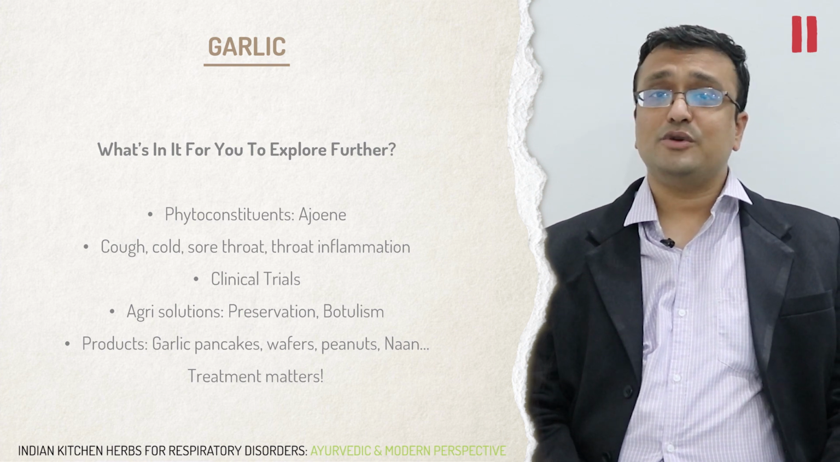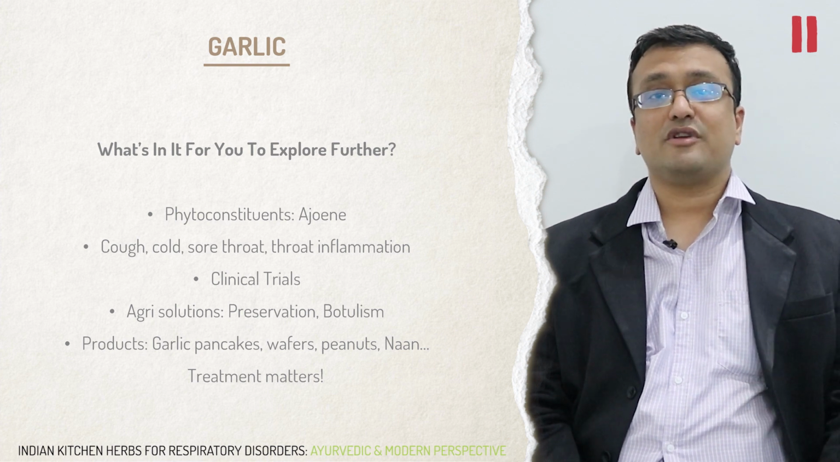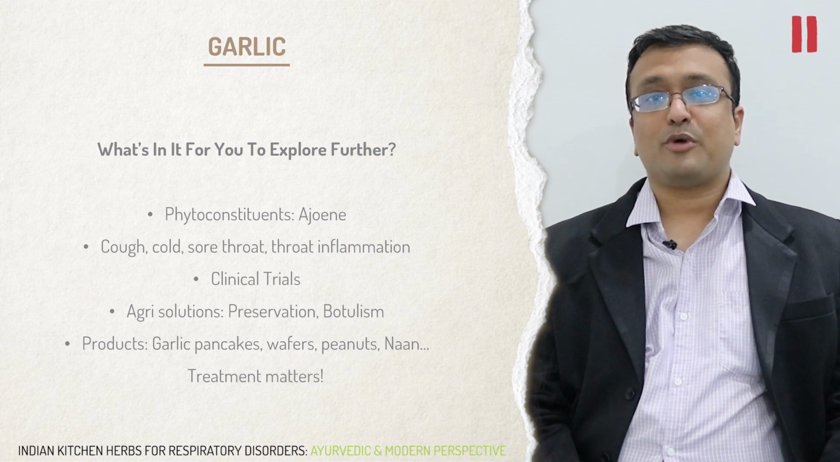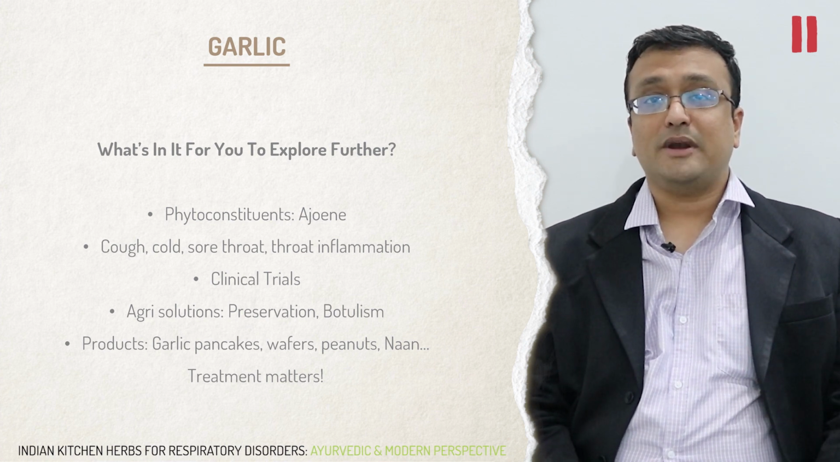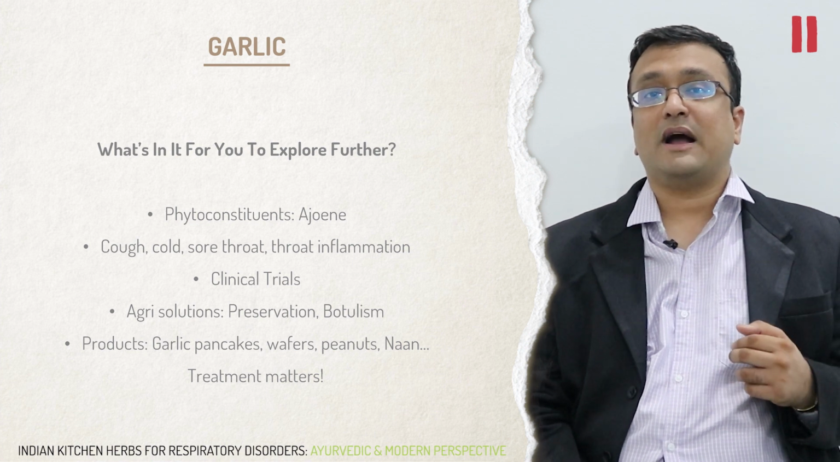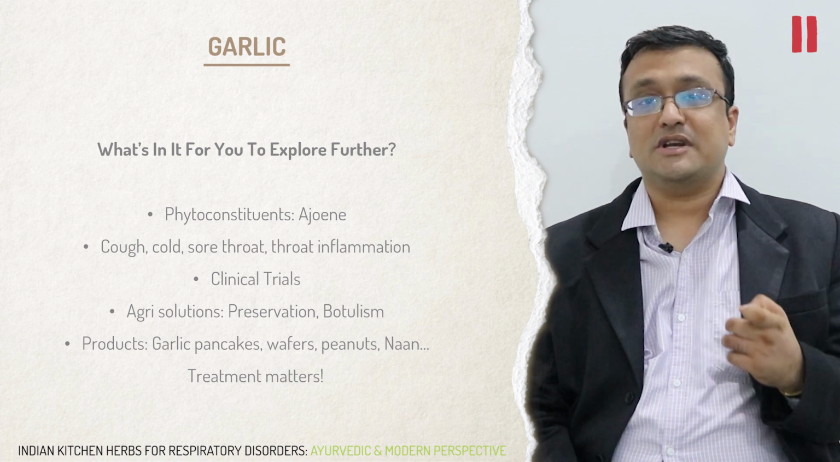There are agri solutions which can be worked upon by those of you who are interested in the cultivation of garlic, like how to harvest the garlic properly, how to preserve it properly, and how to prevent the infestation or infection of the garlic, which ultimately leads to food poisoning, also known as botulism.